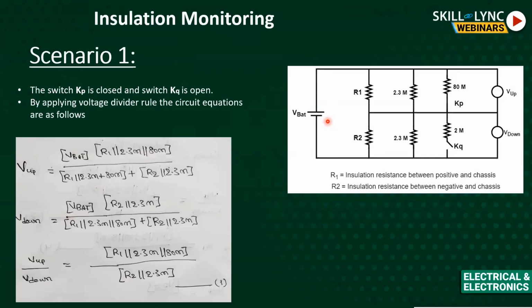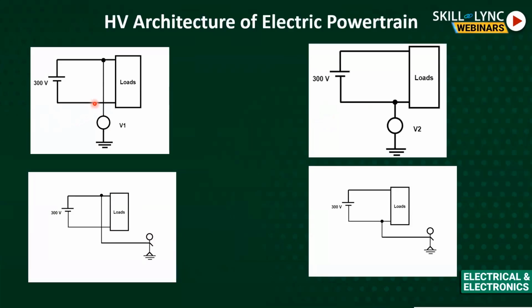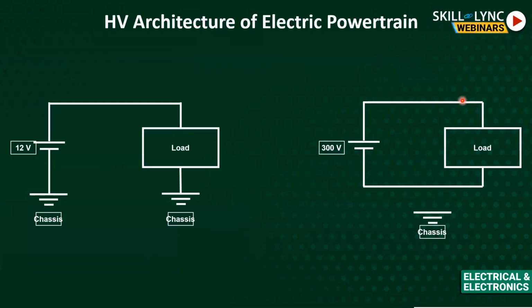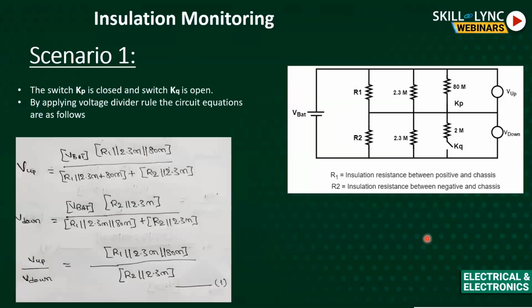The basic purpose of insulation monitoring is this: if any insulation is lost between positive and chassis or negative and chassis, since both positive and negative are isolated from the chassis, that will be detected at the initial loss itself, and it won't propagate into a short circuit of both positive and negative. That is the basic purpose of insulation monitoring. Let me see how this will happen.